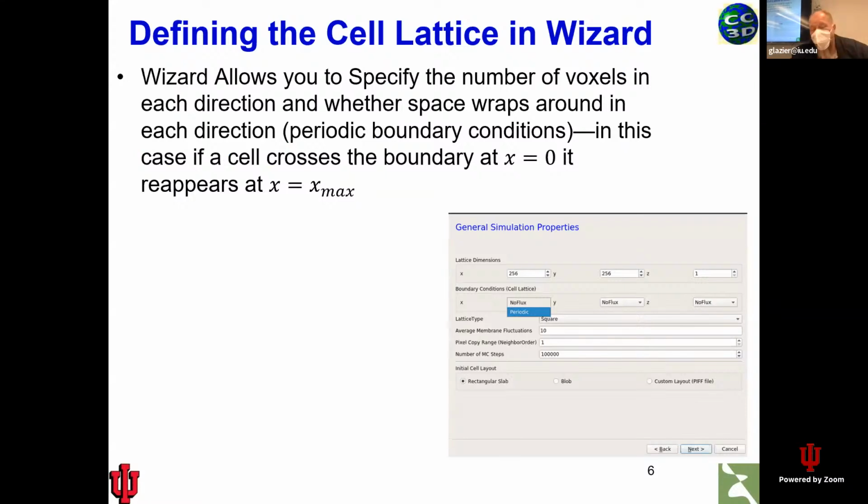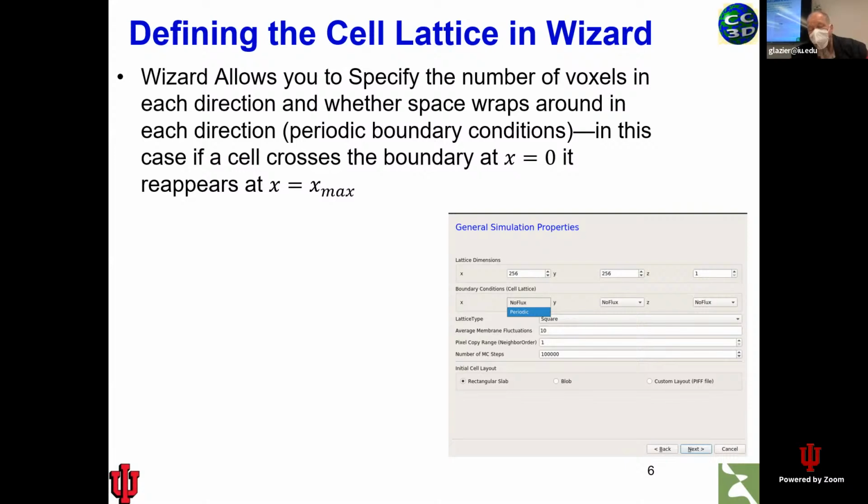We've seen how to define the lattice in Wizard. That's in the first screen after you've named your file. You have the lattice dimensions X, Y, and Z. So far, everything we've done has been two-dimensional, but you can change that Z thickness to make it three-dimensional. The one option you're always going to have, which we also haven't played with, is that you can decide whether your lattice boundaries are no flux, essentially rigid boundaries, or periodic.